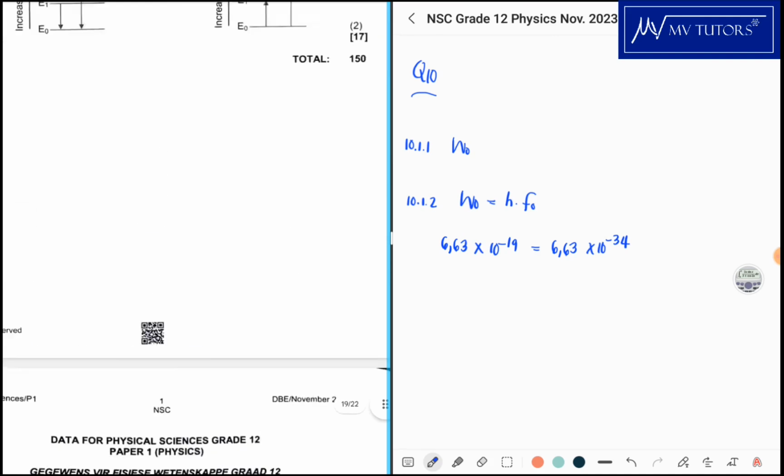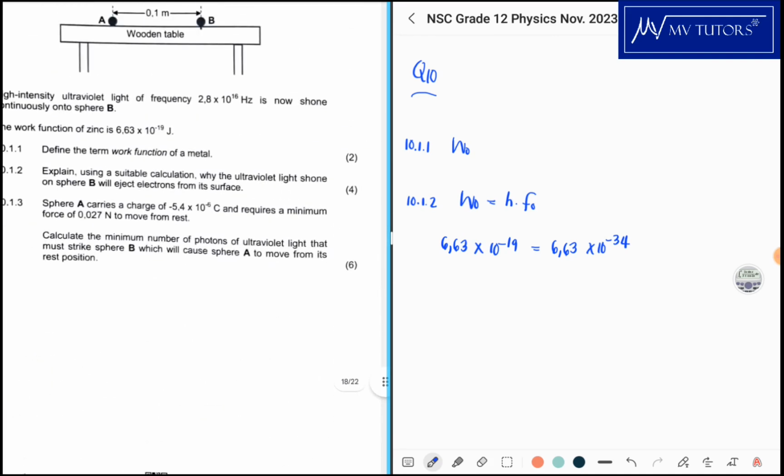Okay, so we have it. Now back to the question, and let's calculate the threshold frequency. They already gave us the frequency of 2,8, right? In order for the electrons to be ejected, the threshold frequency has to be less than 2.8. If it's more than 2.8, then no electrons will be ejected. But anyway, let's just see.